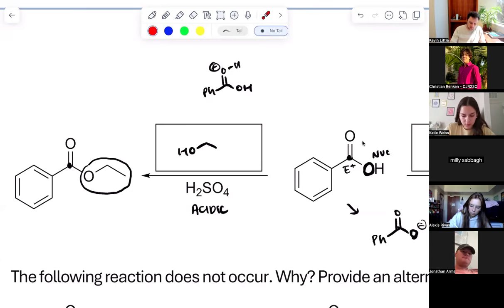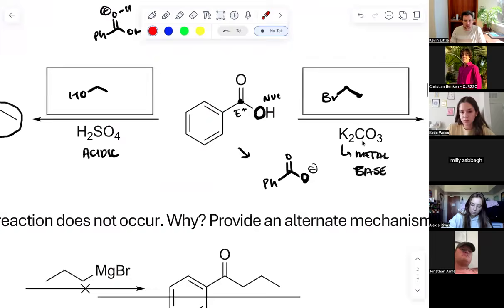I wouldn't make it basic because this is acidic conditions. So I wouldn't make it negatively charged because we don't need to. It's acidic conditions, we want to keep it that way.